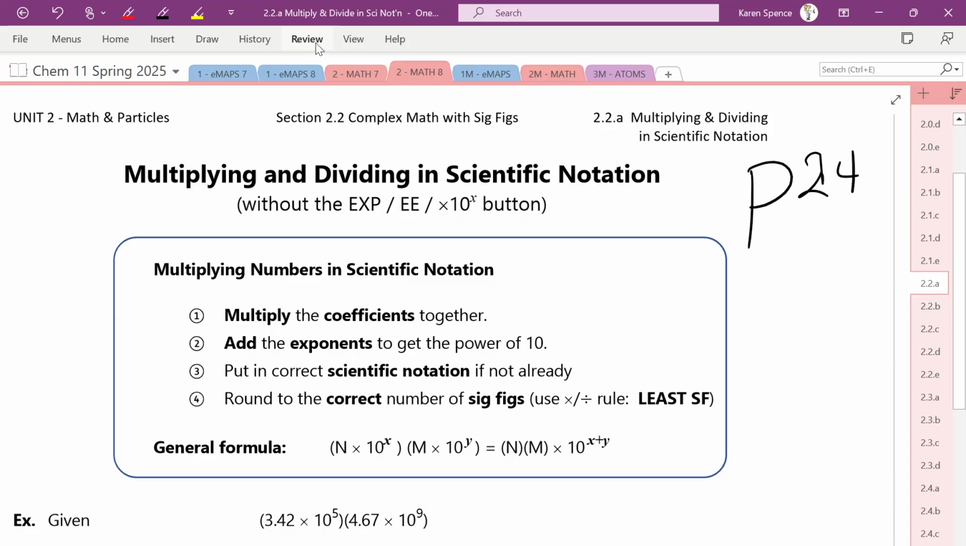So now we are looking at multiplying and dividing in scientific notation. So today we are going to do it without using the special button on your calculator.